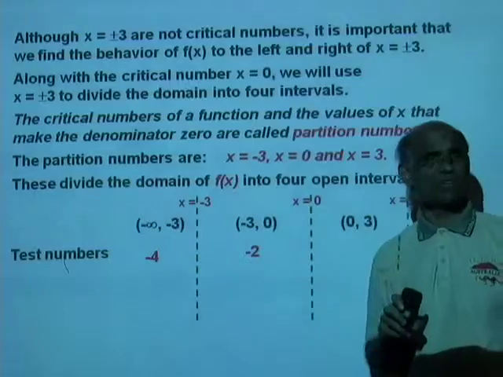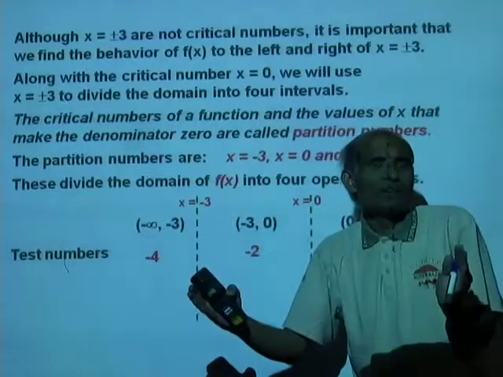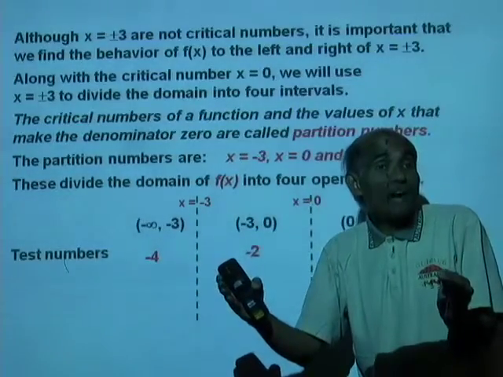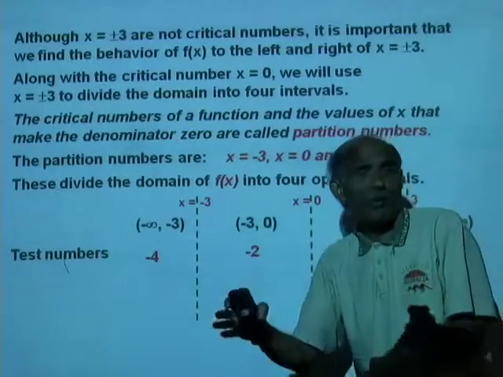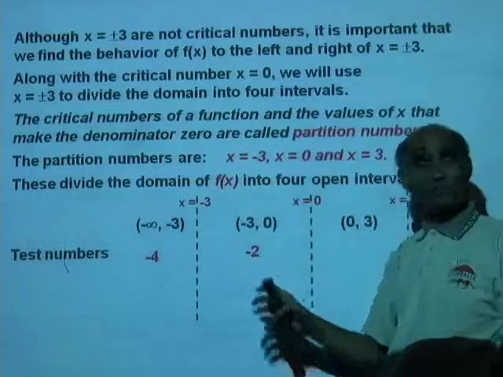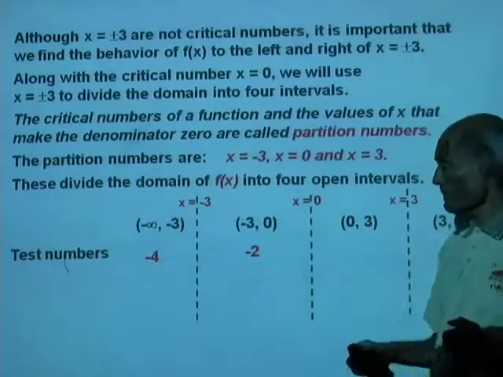Negative 2 is a good choice. You can choose any number. Well, negative 2.9, negative 0.01, all those are possible. But negative 2 is a more convenient number.